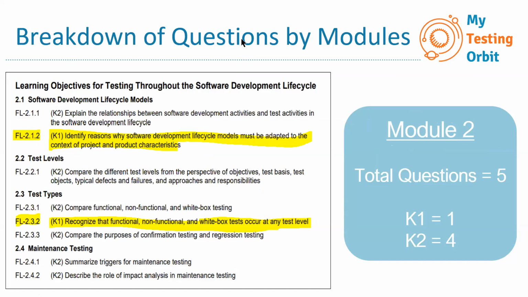In module 2, there'll be 5 questions in total, 1 from K1. I've highlighted the K1 learning objectives. We have 2 K1 learning objectives, and we know that for sure one question will be coming out of these 2 K1s. And then we'll be getting 4 questions from K2. We have 6 learning objectives from K2, out of which we are sure that 4 questions definitely will be coming. So there are no K3 questions in module 1 or in module 2. So we'll be having 5 questions from this module.